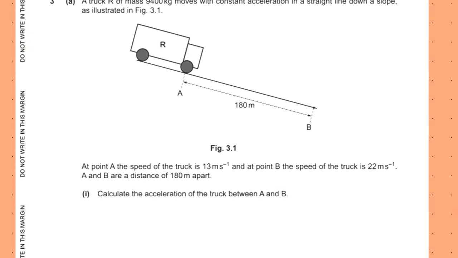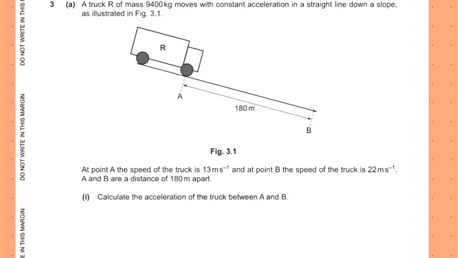Let's start with question number 3 now. A truck R of mass 9400 kg moves with constant acceleration in a straight line down a slope as illustrated in 3.1. So we know at point A, the speed of the truck is 13 meters per second. At point B, the speed of the truck is 22 meters per second. The distance between A and B is given, and you have to find the acceleration.